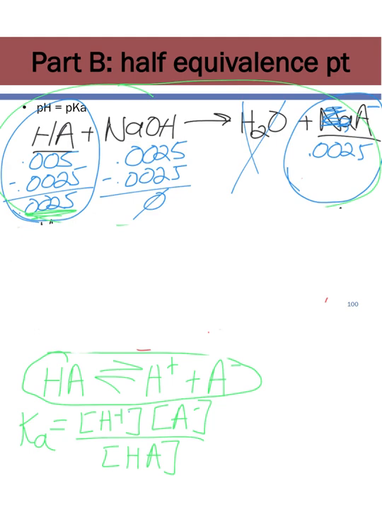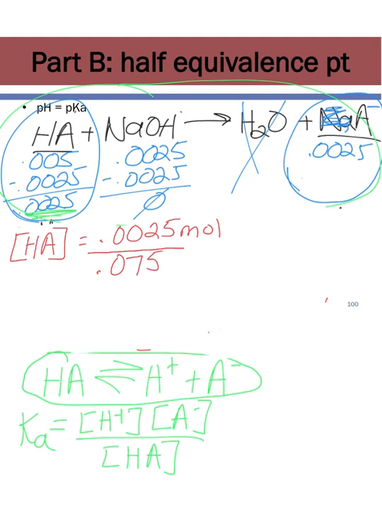In order to figure out the concentration of the acetic acid that is present at this point, I would take my moles of acetic acid that remain, 0.0025, and divide by my new total volume. My new total volume, I had 50 milliliters of the acid, 25 milliliters of the base have been added. So my new total volume is 75 milliliters or 0.075 liters. So I divide those out.